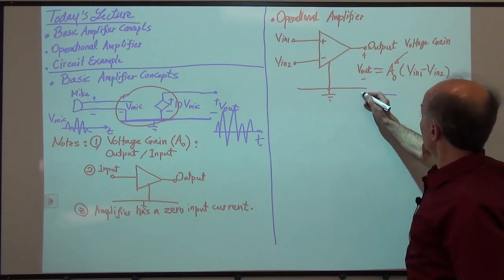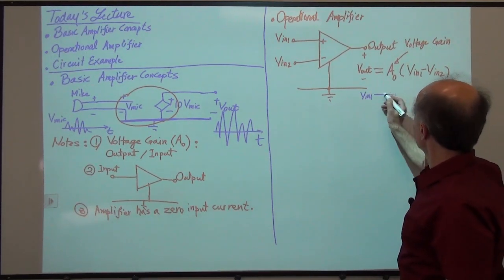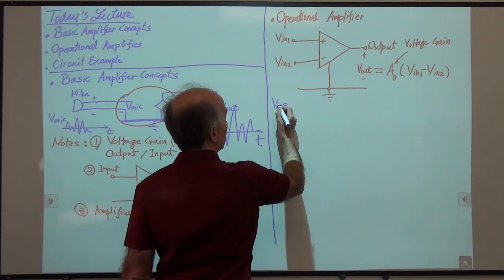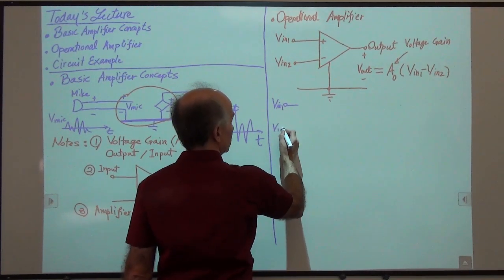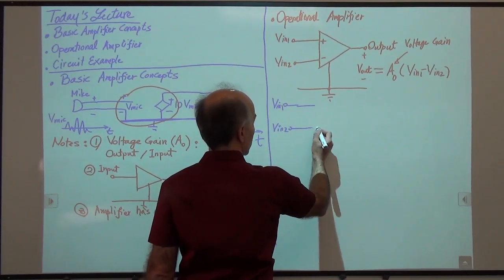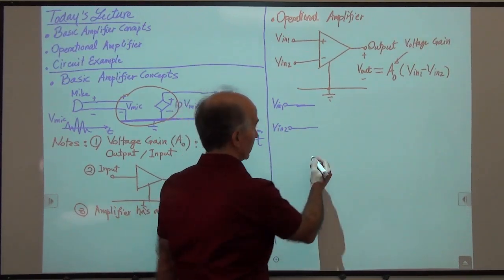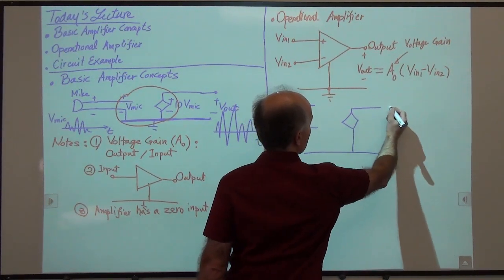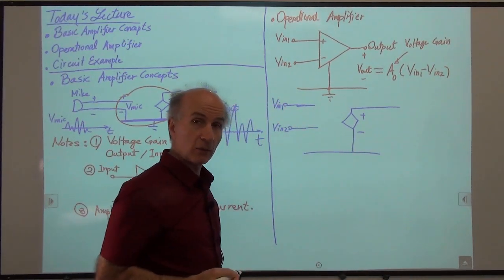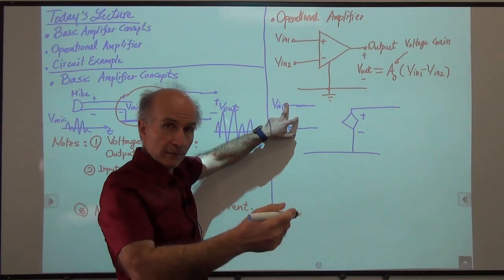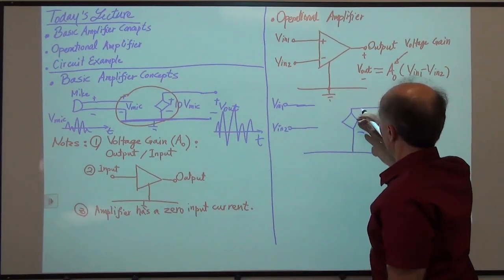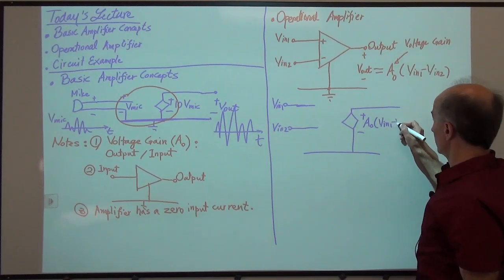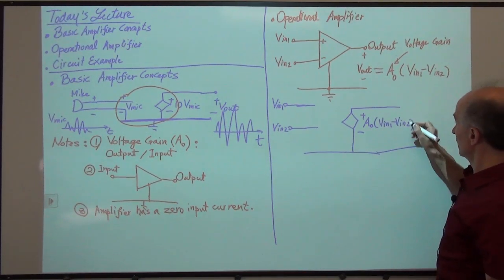I have 2 inputs, V in 1 and V in 2. They're just sitting here, applied to these wires. I have my ground. And then I have a dependent voltage source, whose value is given by the difference between these two times the factor, times A0. So this guy always monitors the difference between these two and generates A0 times V in 1 minus V in 2. And it delivers this voltage to the output.